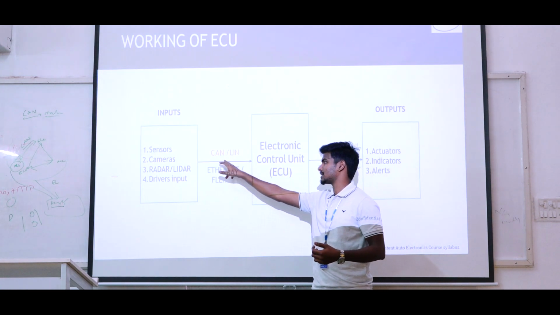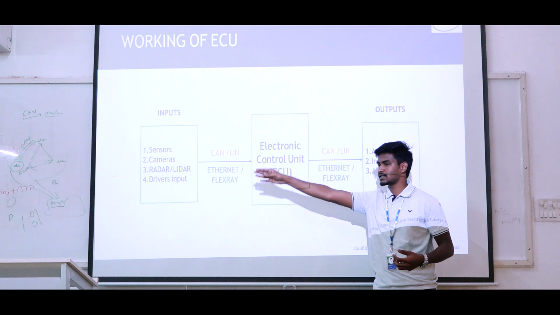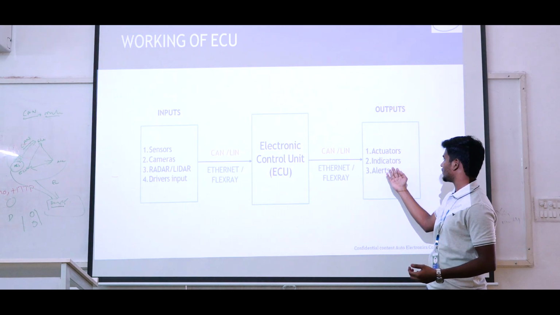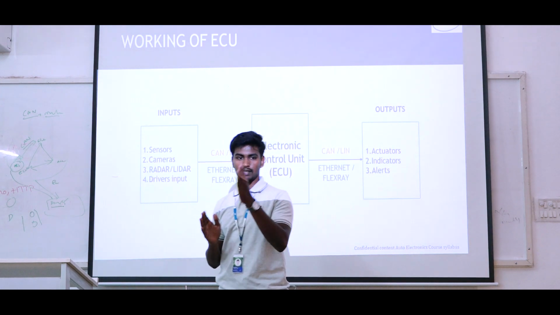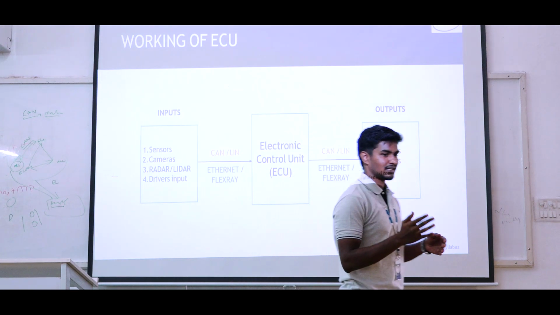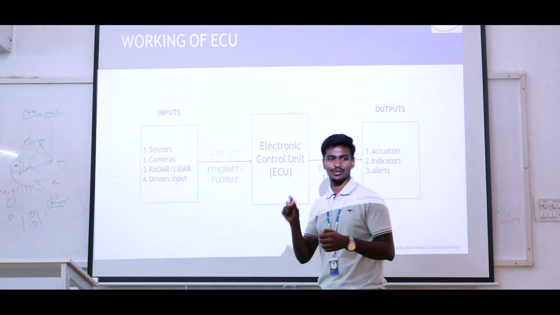This is the way of communicating through CAN and FlexRay. Based on the ECU decision, based on the sensor values and camera values, there will be outputs. The output will affect things like the accelerator and indicators. These things only the ECU will do. The ECU is nothing but the electronic control unit. I am sorry to say this, initially just say ECU so that you are not confused.